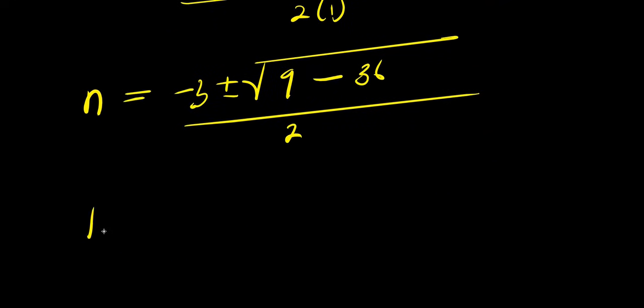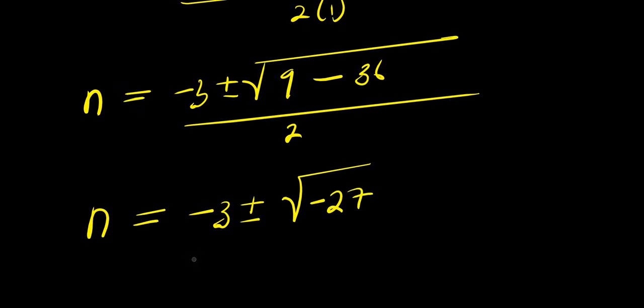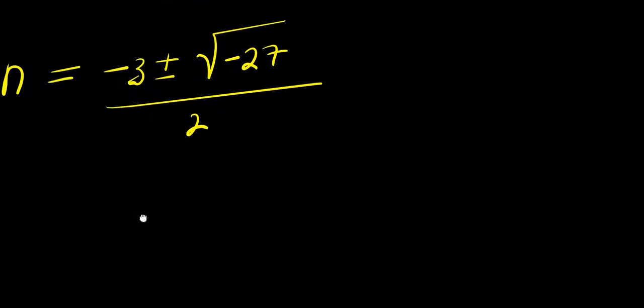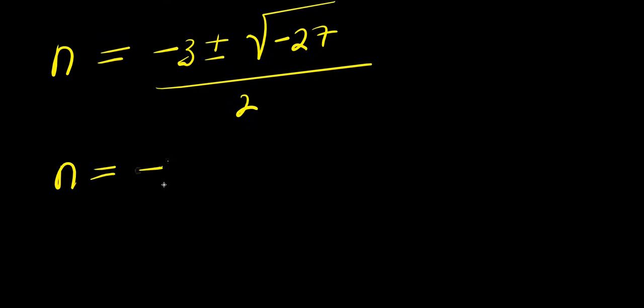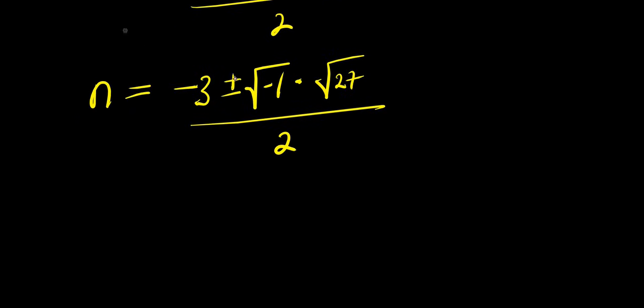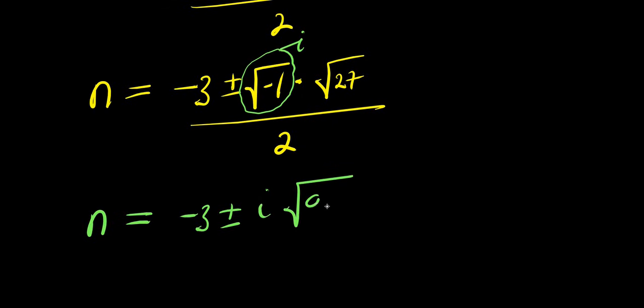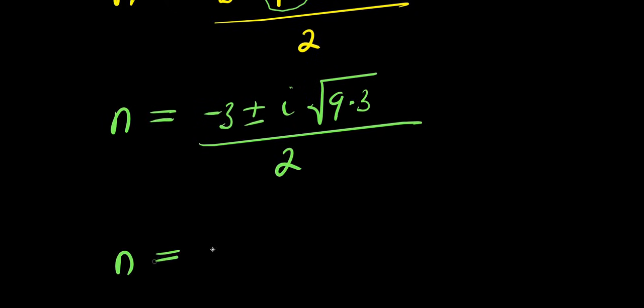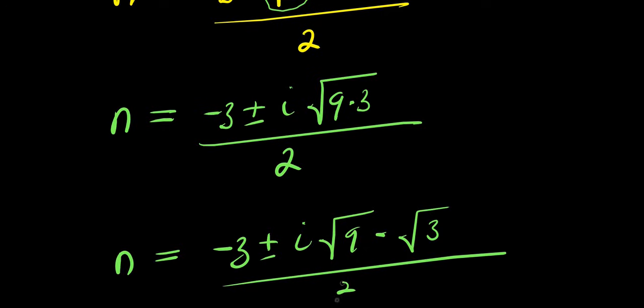So from here, I have n equals negative 3 plus or minus square root of negative 27, divided by 2. So from here, I have n equals negative 3 plus or minus square root of negative 1 times square root of 27, divided by 2. Now this is i, so we have n equals negative 3 plus or minus i times square root of 27. This is 9 times 3, divided by 2. So from here, n equals negative 3 plus or minus i times square root of 9 times square root of 3, divided by 2.